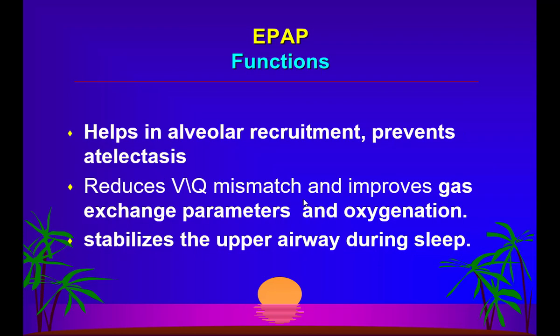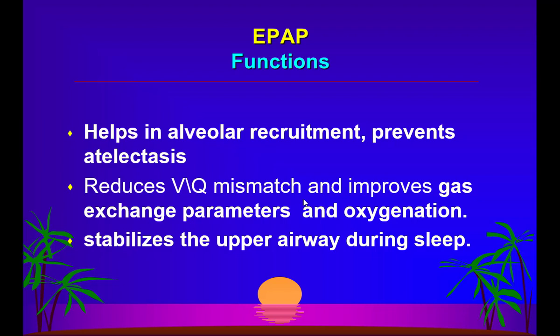Now coming to the functions of EPAP. EPAP functions like PEEP. So what it does is it helps in alveolar recruitment. It opens up the terminal airways and it prevents atelectasis. It may improve the VQ mismatch. Okay, so that is the function of EPAP. And it also stabilizes the upper airway during sleep. So EPAP has many functions. It reduces your auto PEEP. It improves your atelectasis. And it also opens up your upper airway.